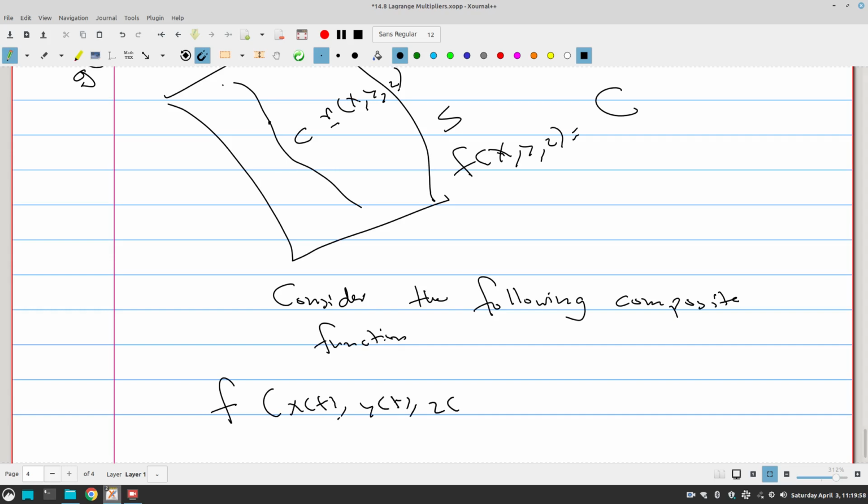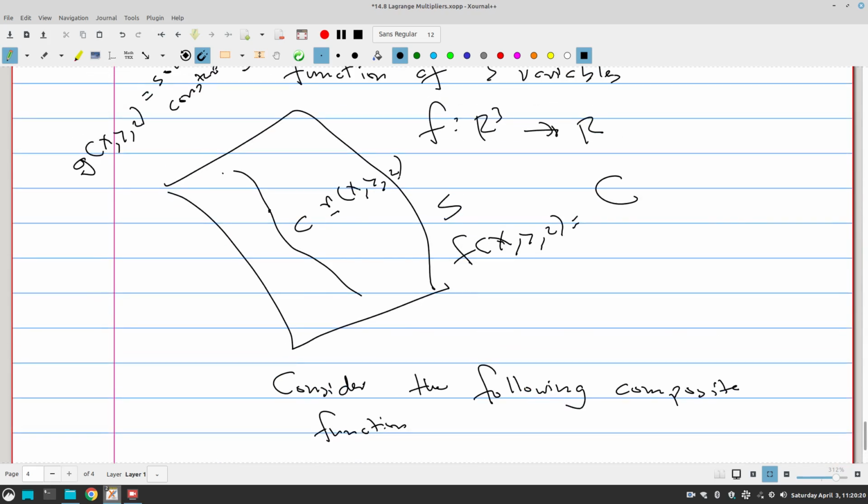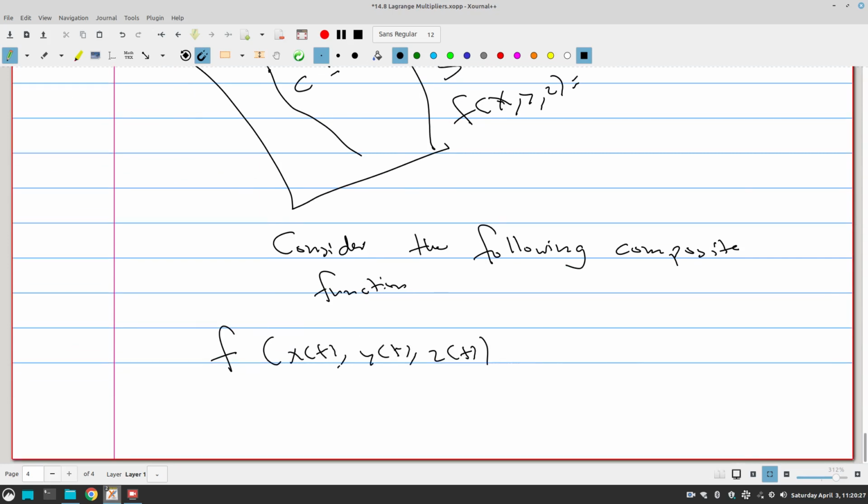f of xt, yt, zt, right? Now notice something here. Notice that f of xt, yt, zt is going to be on this curve C, right? Because this is the composition of the surface and the curve. So this is essentially a function of t, right?